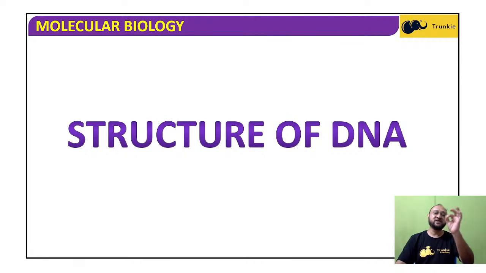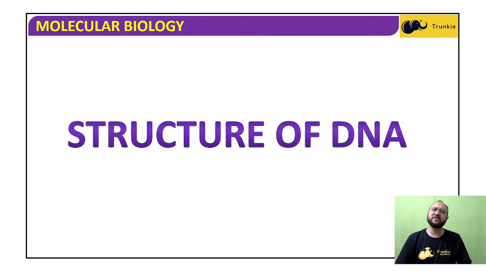This DNA is such a unique and important chemical substance that plays a very important role in the transmission of characters from one generation to another, and also in regulating the different functions of the body. When we say DNA, it is a genetic material.